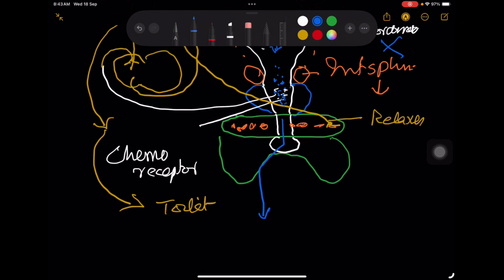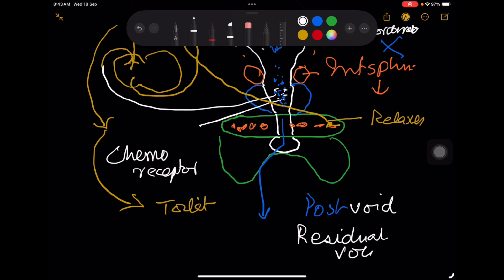That means the post-void residual volume is less than 50 cc. So this is how there is a complete evacuation of the bladder at the end of normal micturition.